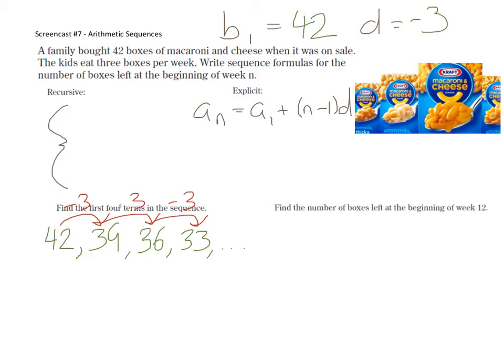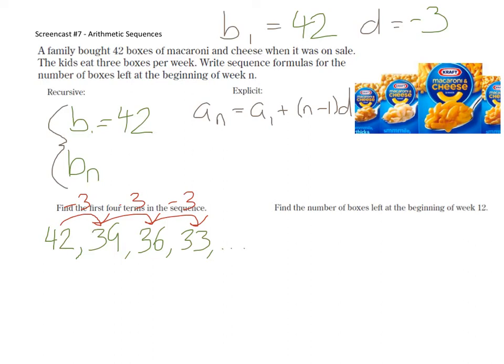Now, the recursive formula, remember, has at least 2 lines of information. And the first line is indicating what the first term is. So we already have that at the top. b sub 1 is equal to 42. Now the second line is how it generates all the rest of the terms in the sequence.